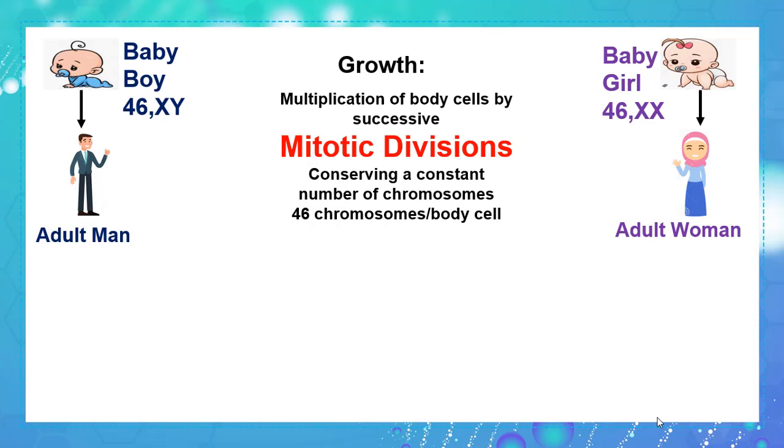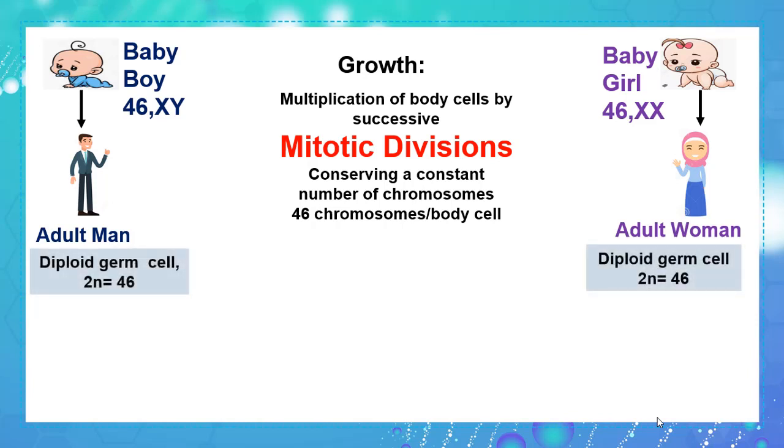Babies will grow up into adults while conserving their chromosomal formula thanks to successive mitotic divisions, since mitosis allows all body cells to get the same number of chromosomes, 46 chromosomes. Even the cells in the gonads of each male and female contain 46 chromosomes.